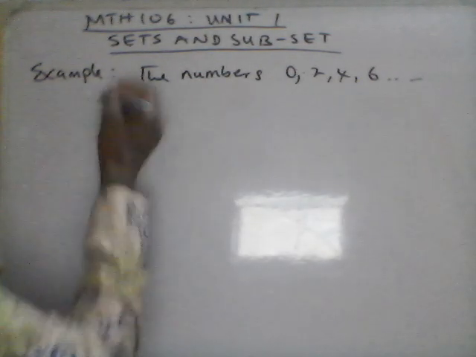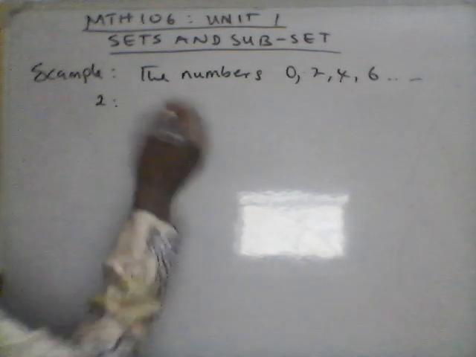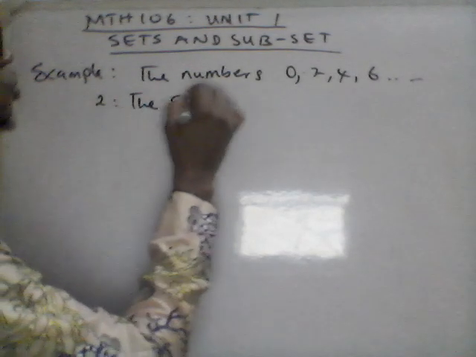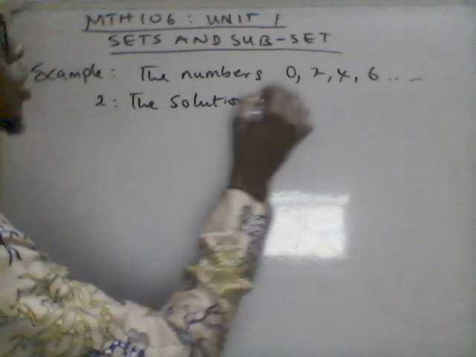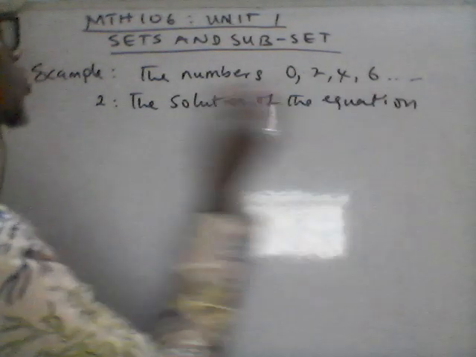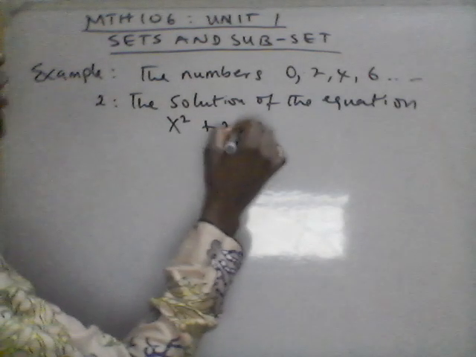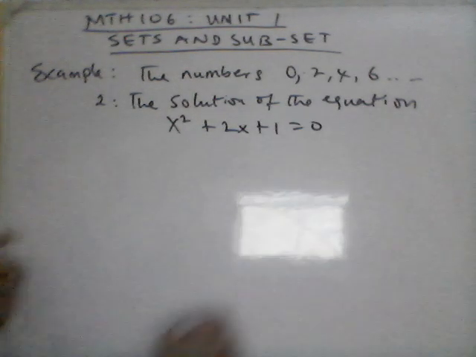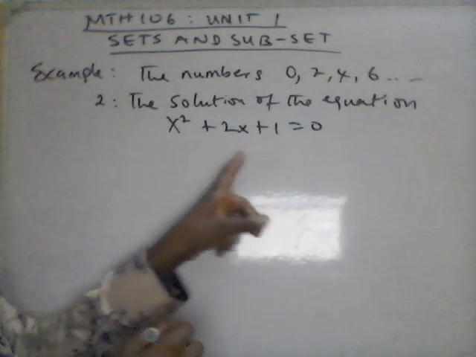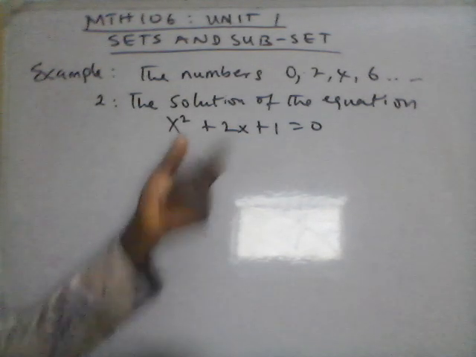So another set, example 2, is the solution of the equation. So I can have a quadratic equation like this: x squared plus 2x plus 1 is equal to 0. Note that for this kind of set, there are 2 elements inside of it, 2 solutions.